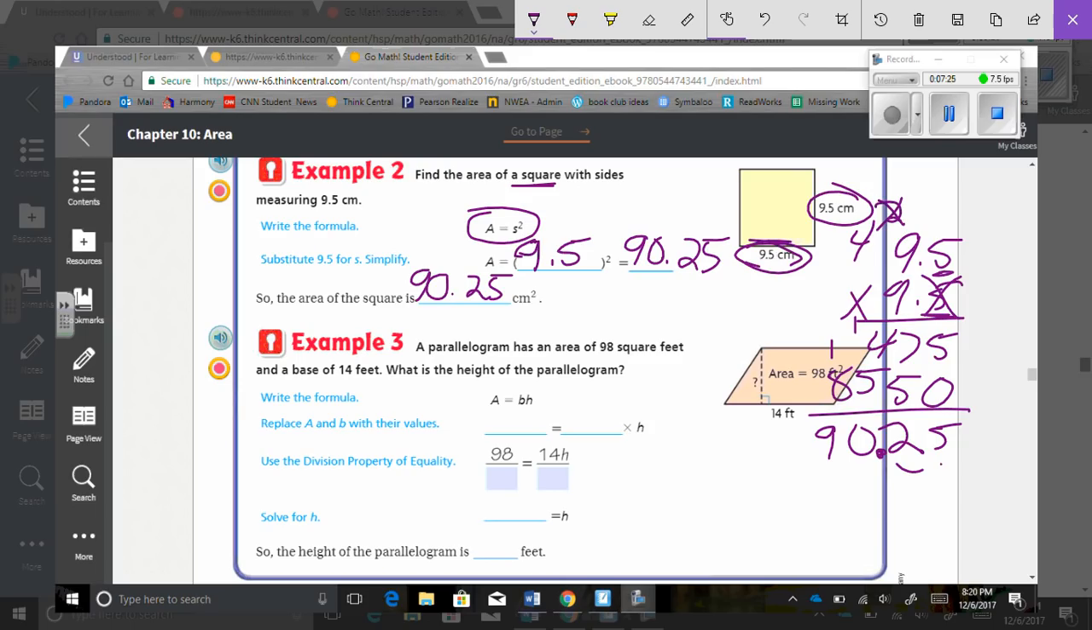Please, please, please do not forget that label. It is so important that you put in that centimeters squared.